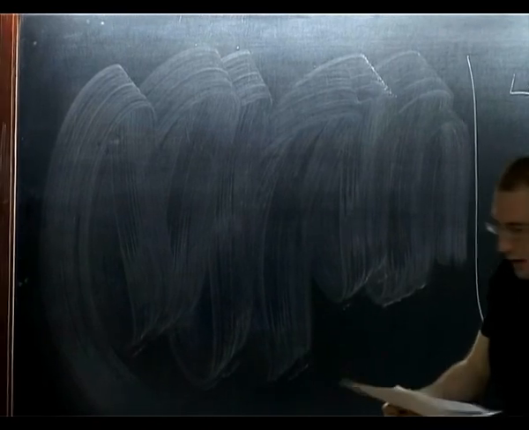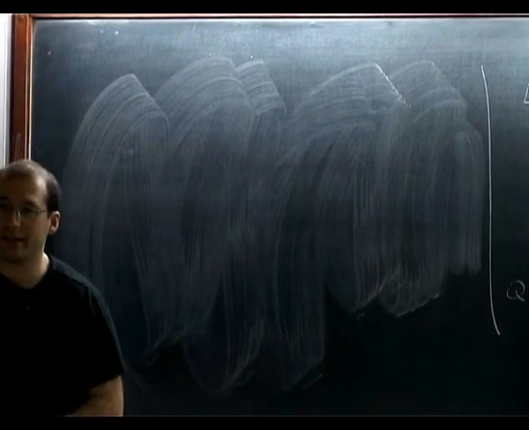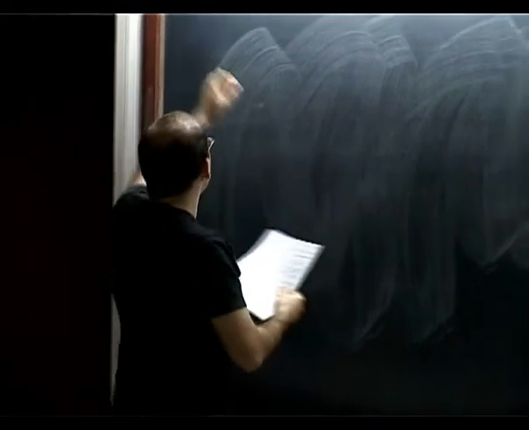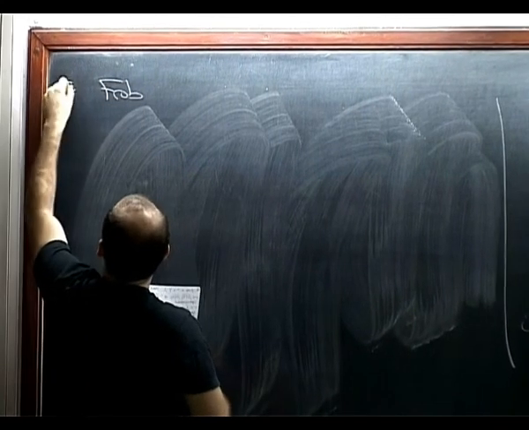Okay. So let's do an example. From last time, we learned about Frobenius extensions. Okay. So we had Frobenius extensions.